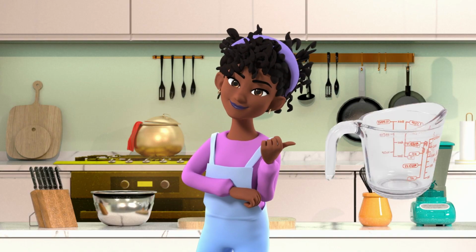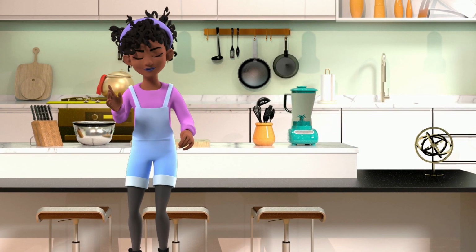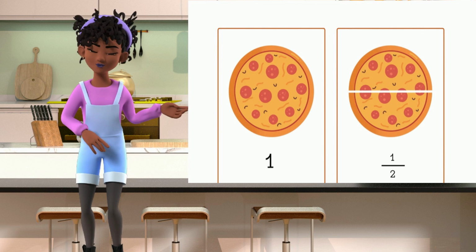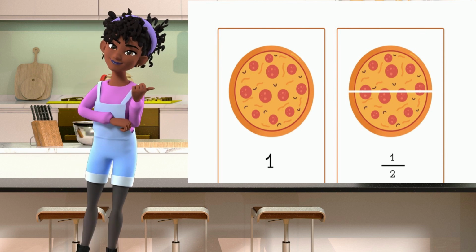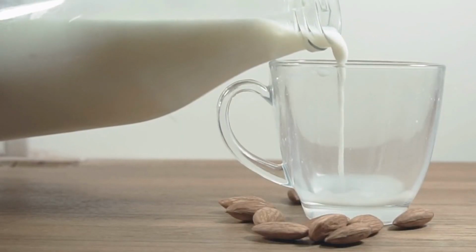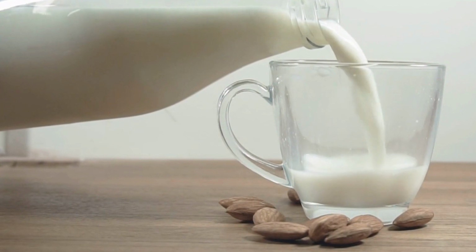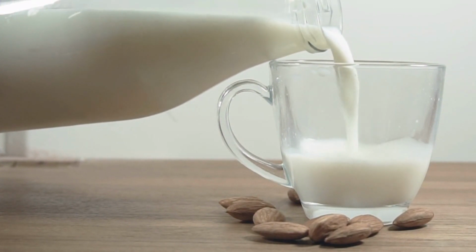I have 1 cup of milk right here. But what if the recipe calls for half a cup of milk? How can we measure that? This is where fractions come into play. A whole cup is divided into 2 equal parts, so half a cup would be just one of those parts. Perfect, we have our half cup of milk.